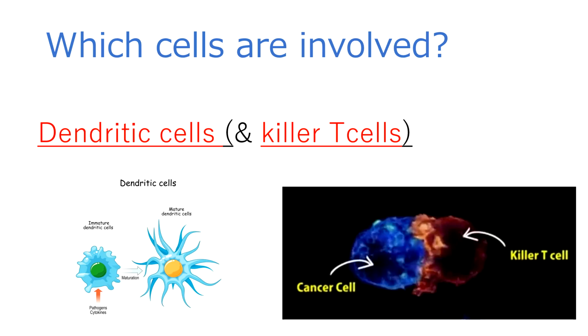The key cells involved in cross-presentation are dendritic cells. Dendritic cells are professional antigen-presenting cells. They capture antigens and present them to killer T cells, which then destroy infected or cancerous cells.